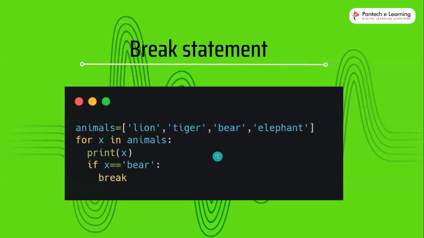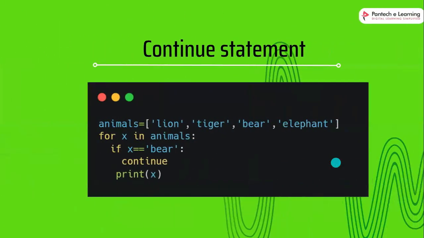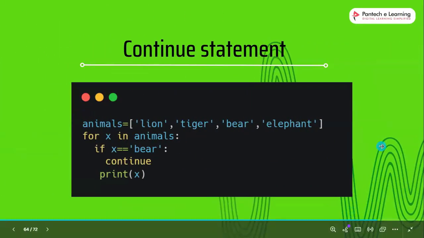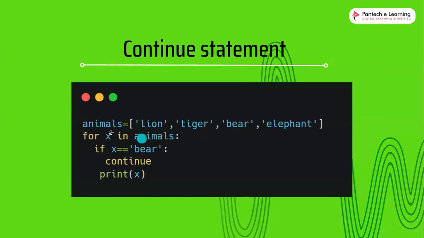So this is a break statement. Next one is continue. The continue statement is also in the same format as this. So what is the difference between break and continue? Break stops that particular loop, but continue skips that particular value. Break stops at the applied value, but continue skips that applied value.